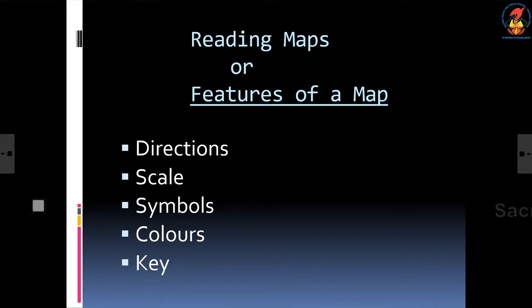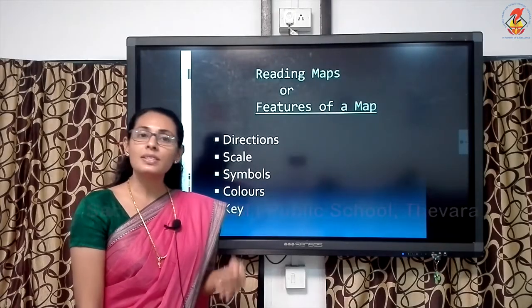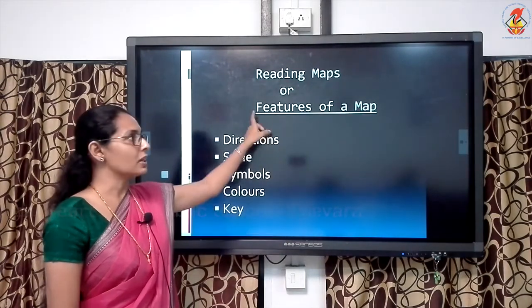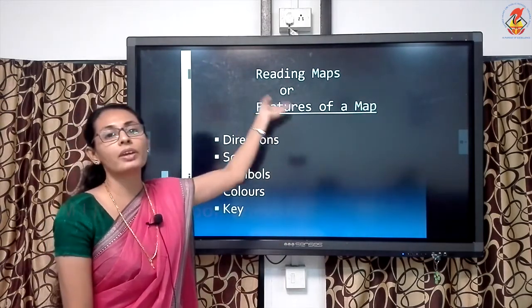Every map has certain common features that we are going to study. Mainly, 5 main features of a map are there. Every map has common features and common symbols that we use, so we are going to study that. That is the meaning of features of a map, or how we read a map.